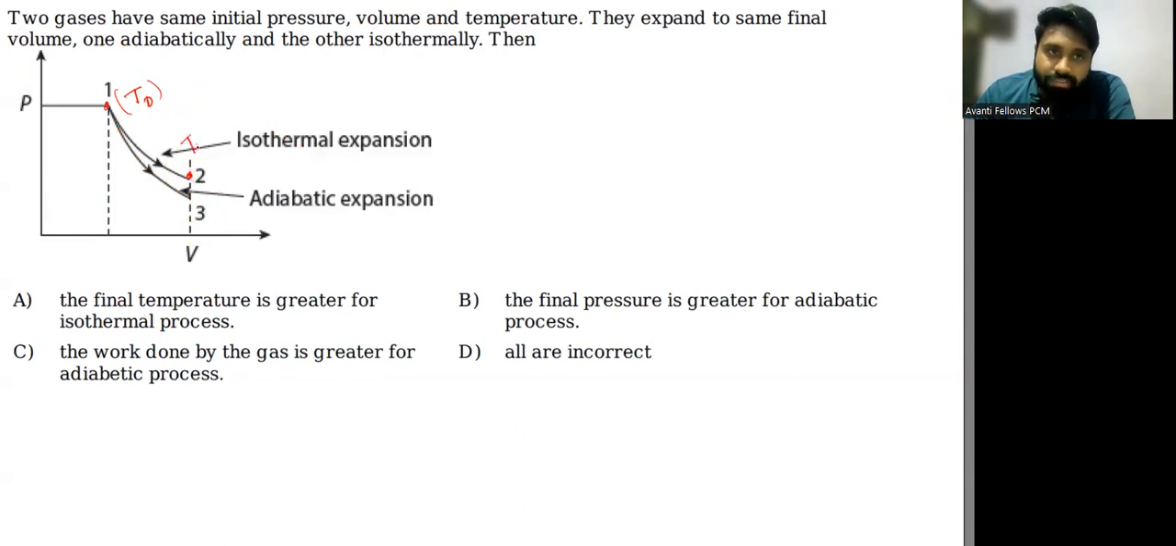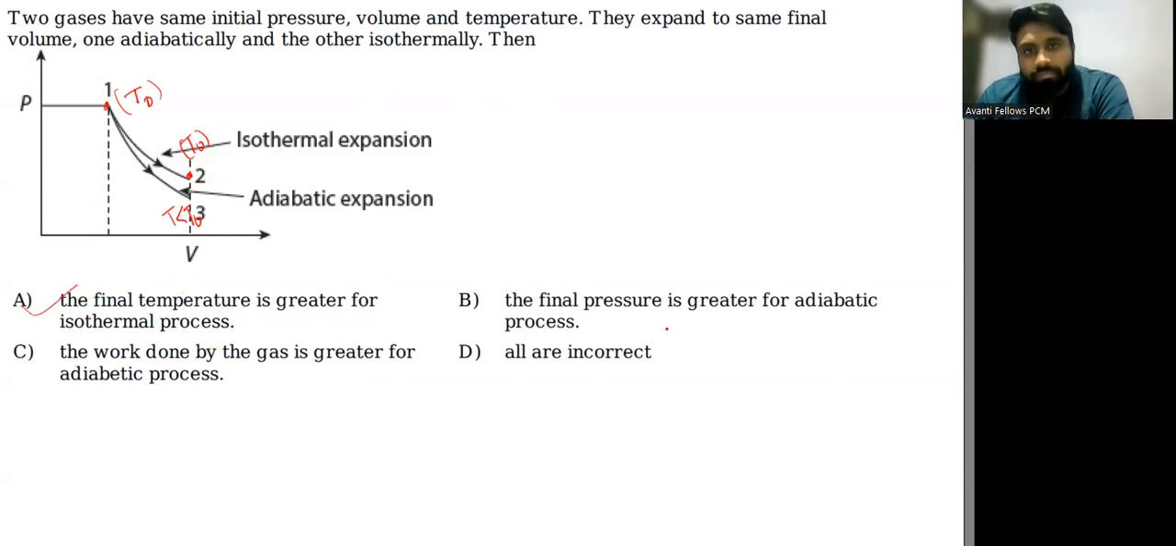So at point 2, the temperature remains constant as T naught for isothermal expansion. But for adiabatic expansion, the temperature is not constant. And on expansion, the temperature will drop, so it has lower value than T naught. So here the temperature is T, which is less than T naught because it is adiabatically expanding. And on expansion, the gas temperature will decrease. So finally, it has lesser temperature than the isothermally expanded gas. So the final temperature is greater for isothermal process. So this option is correct.